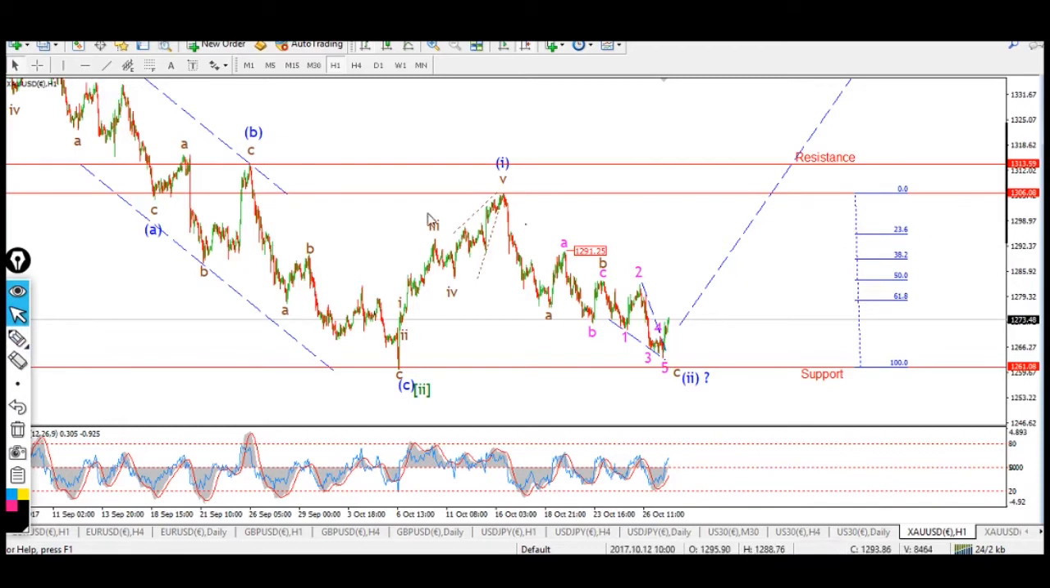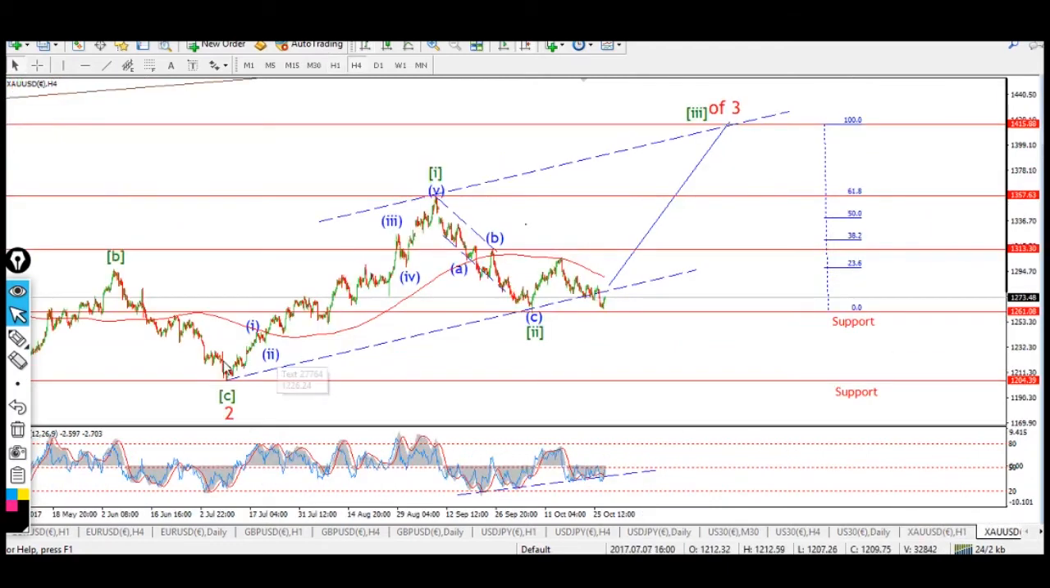And I've been mentioning 1306 over and over again, and a kind of trigger point of 1291. The reason being, a break above the 1290 area will swing short-term momentum higher, and a break above 1306 will confirm a larger impulse move to the upside.